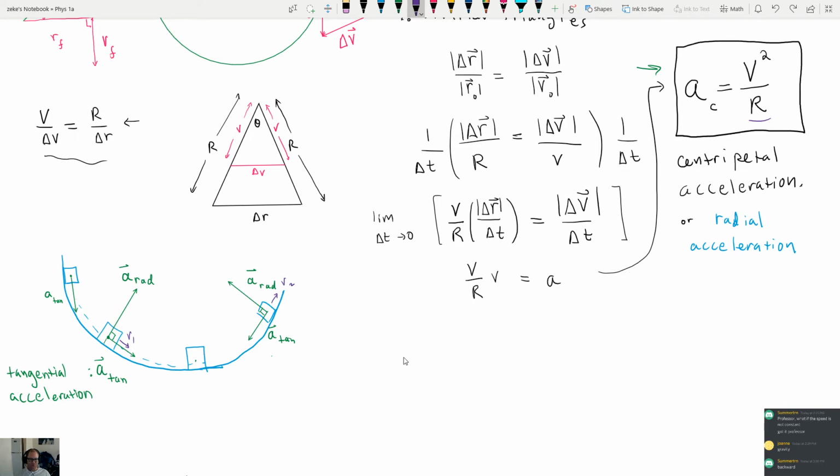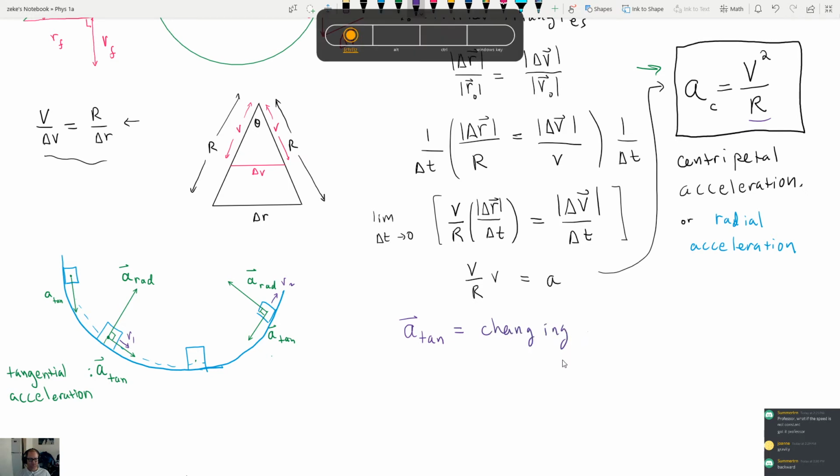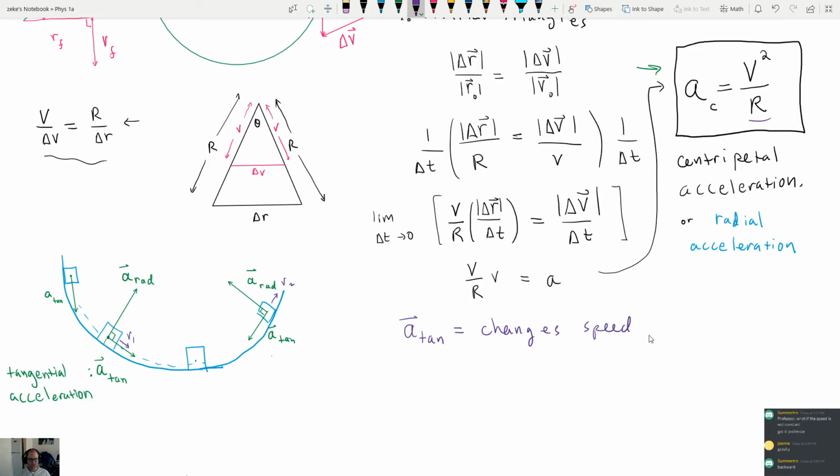Let me say one other thing over here. The tangential acceleration vector has the effect of changing the speed of the object. We'll just say it changes speed. While the radial acceleration vector, or the centripetal acceleration, changes the direction of the velocity.